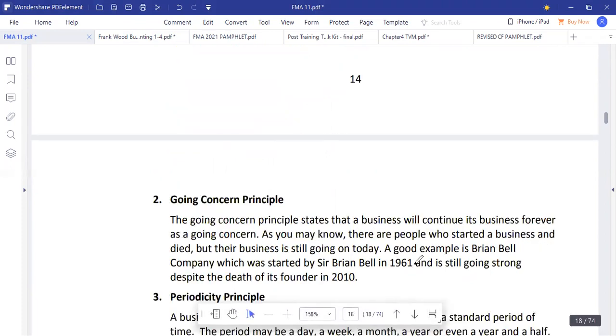The going concern principle is simply the principle that states that a business will continue for a foreseeable future. It should be valued as if it has a foreseeable future. As you may know, there are people who started a business and died, but their business is still going on on a daily basis. A good example may be a company by Brian Bell, which was started in 1961 and is still going strong even up to now when the founder died. But the business has a going concern.